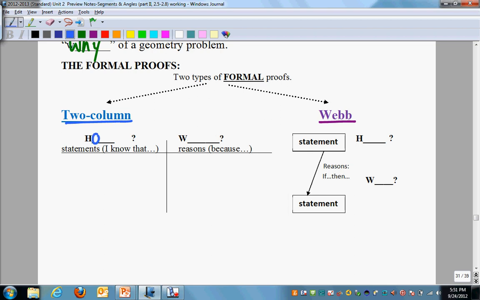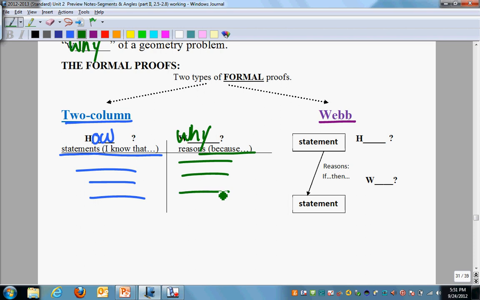In the two-column, the how goes on the left, the why goes on the right. It reads like this: I know that, whatever, because of whatever. How on the left, why on the right. That's called a two-column.